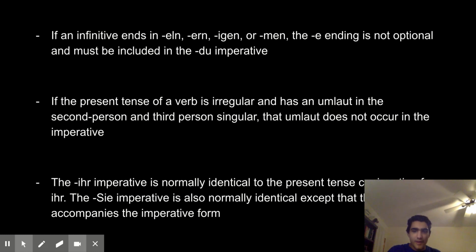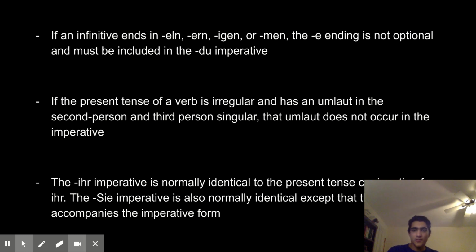And then the ihr imperative is normally identical to the present tense case of ihr. And this is the same with the Sie imperative, so that makes it a little easier for you because that's two of your forms, except that the Sie imperative also, the Sie singular, also accompanies the imperative form. So if you were to say run using the Sie imperative, you would have to say Sie and then run. Okay, so that should make sense. It's a little different. So Sie is a little different than ihr, but those two are pretty straightforward.